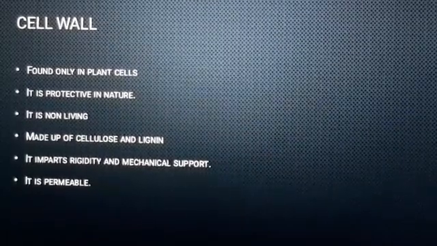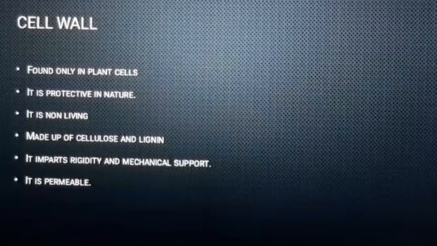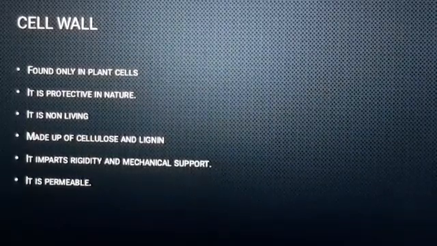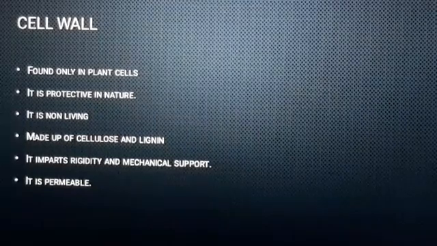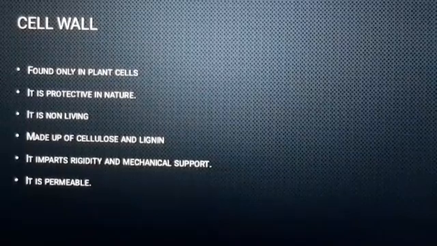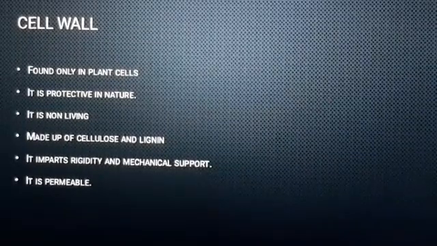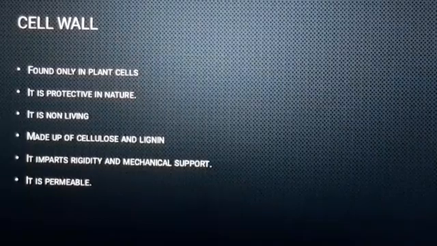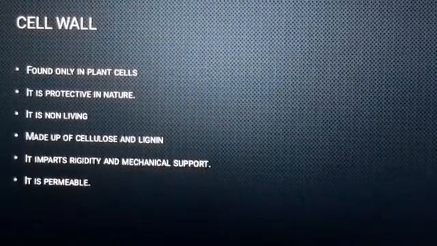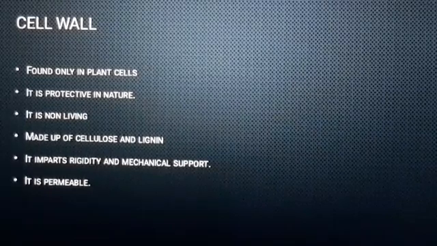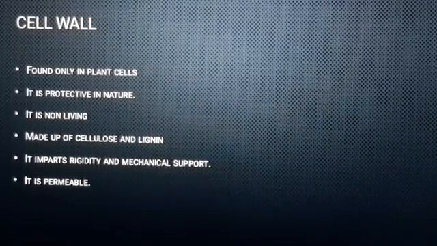The function of cell wall is it provides rigidity and mechanical support to the plant cell. And as it provides rigidity and mechanical support, it protects the plants against injury, and it acts as a barrier for germs also. Because of the cell wall, germs are not able to enter inside the plant cell. Except that, cell wall allows minerals and nutrients to enter through the process of diffusion.